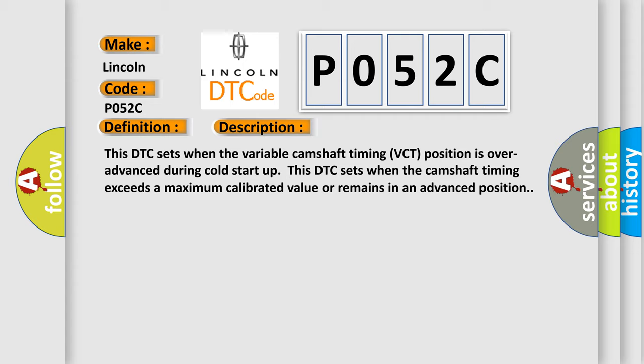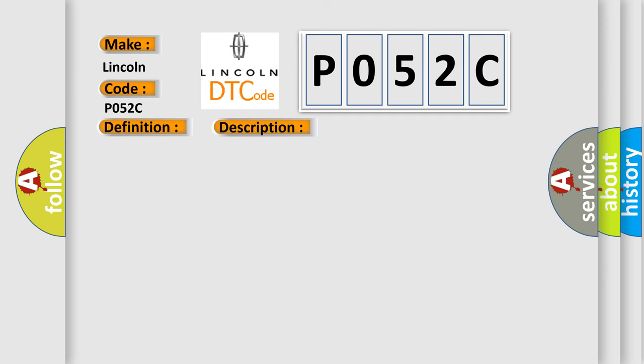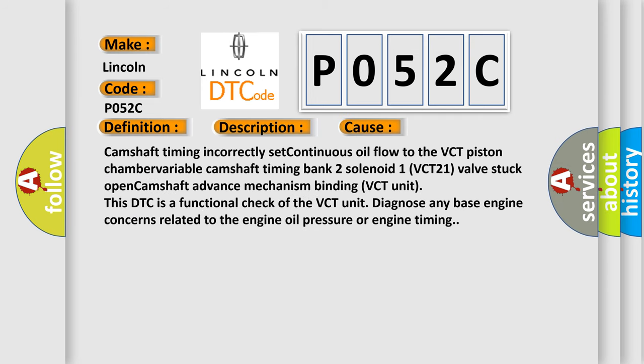This diagnostic error occurs most often in these cases: camshaft timing incorrectly set, continuous oil flow to the VCT piston chamber, variable camshaft timing bank 2 solenoid 1 VCT 21 valve stuck open, camshaft advance mechanism binding, VCT unit. This DTC is a functional check of the VCT unit. Diagnose any base engine concerns related to the engine oil pressure or engine timing.